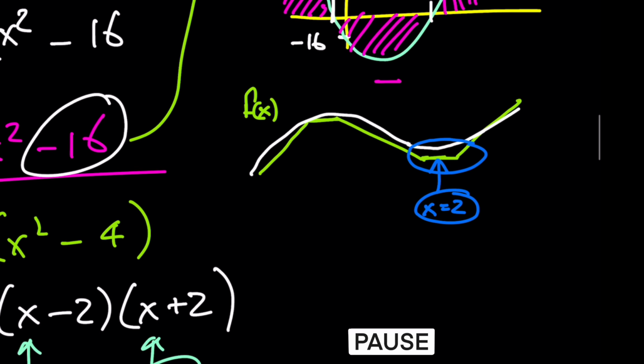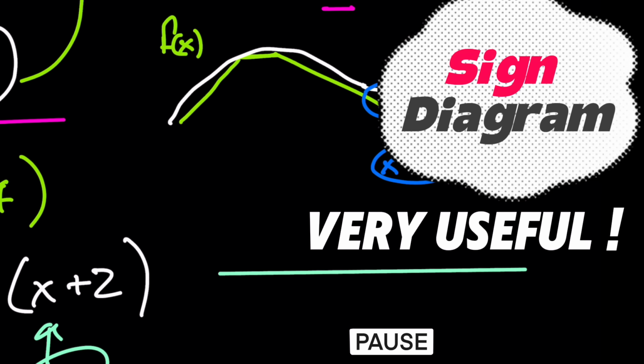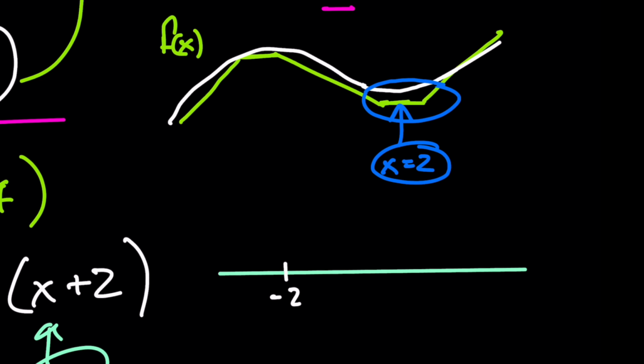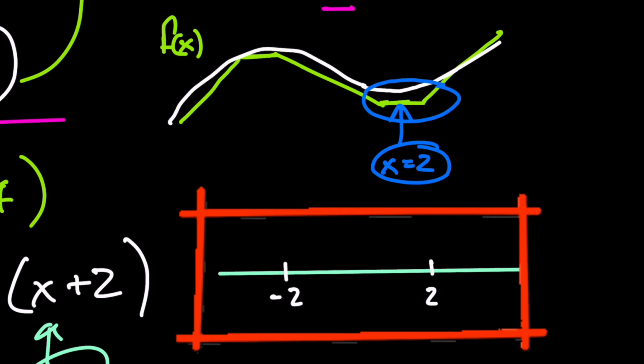So I'll just briefly pause the video whilst I go through the sign diagram. They're super helpful. So let's say I drew a number line, and on this number line, I marked the points where the gradient was equal to 0. So let's say that was minus 2 and 2.